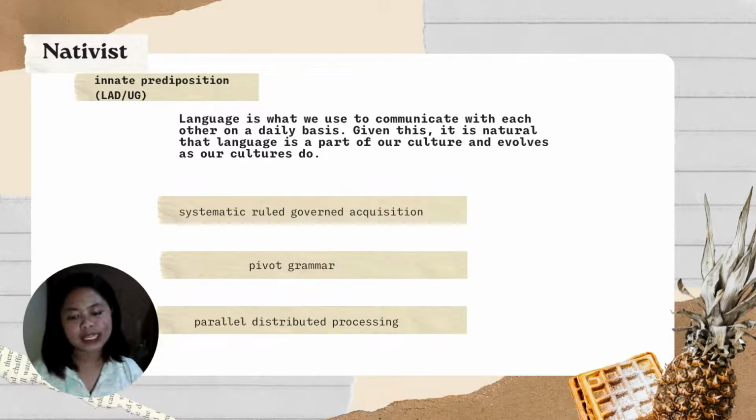Noam Chomsky is perhaps the best known and the most influential linguist of the second half of the 20th century. He made a number of strong claims about language. In particular, he suggests that language is an innate faculty. That is to say, we are born with a set of rules about language in our minds, and he refers to this as UG. So, next is the systematic rule-governed acquisition.